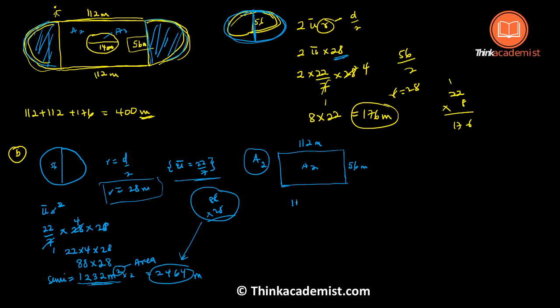Area, as we know, is what? Length times what? Width. This is our width and this is our length. So we are going to just fix that in quickly. And then we'll have 56.